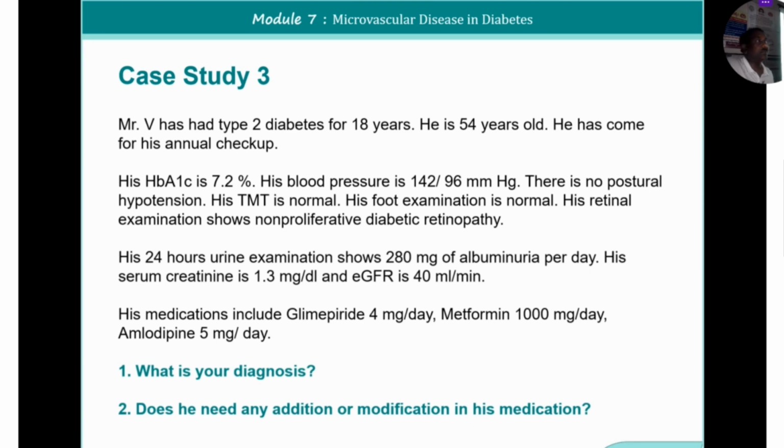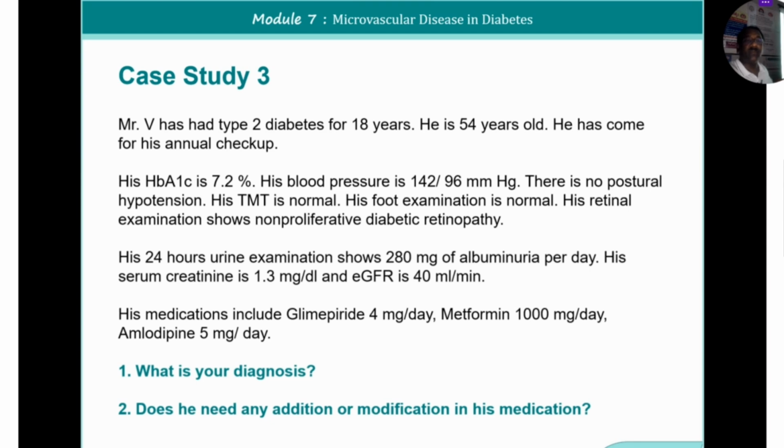So diabetes, hypertension, because blood pressure more than 140/90 is hypertension. Here systolic is there, diastolic is also there, so he is hypertensive. And then on retina examination, diabetic retinopathy is there, non-proliferative diabetic retinopathy. And then urine albuminuria 280. Normally less than 30; 30 to 300 is microalbuminuria. So it is nephropathy. So retinopathy, nephropathy, diabetes, hypertension.